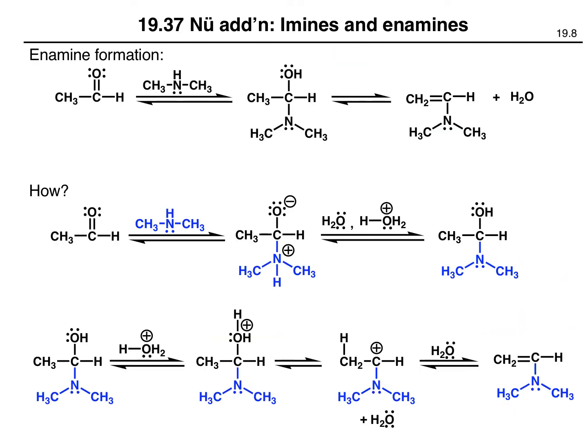Now, in our last example, we have enamine formation. So in this case, we're looking at an aldehyde or a ketone reacting with a secondary amine. And as an intermediate, we get this hemiaminal.